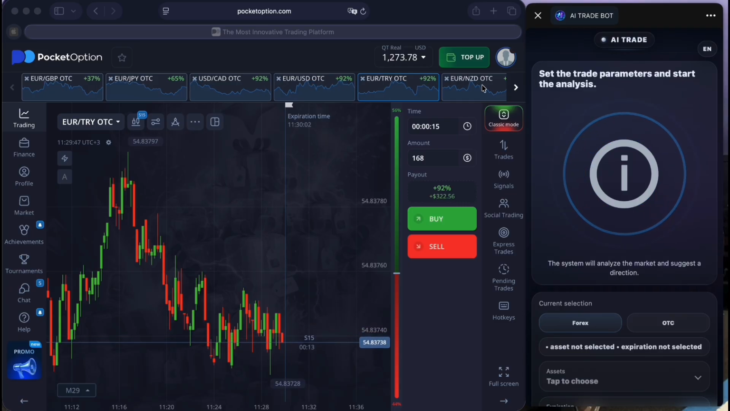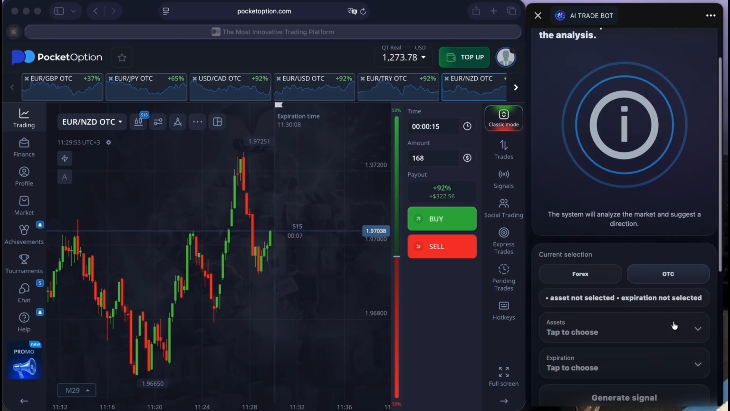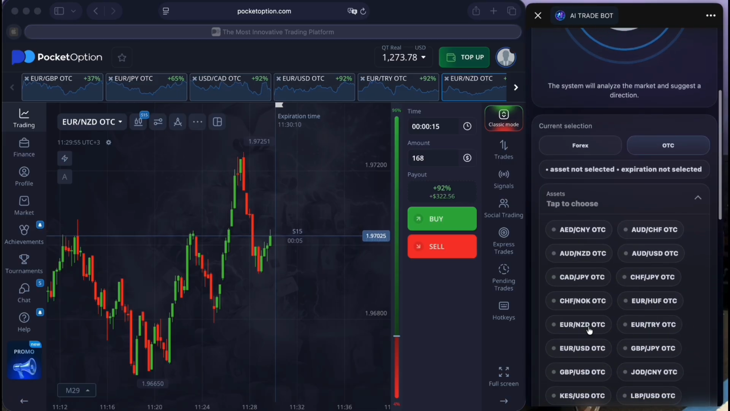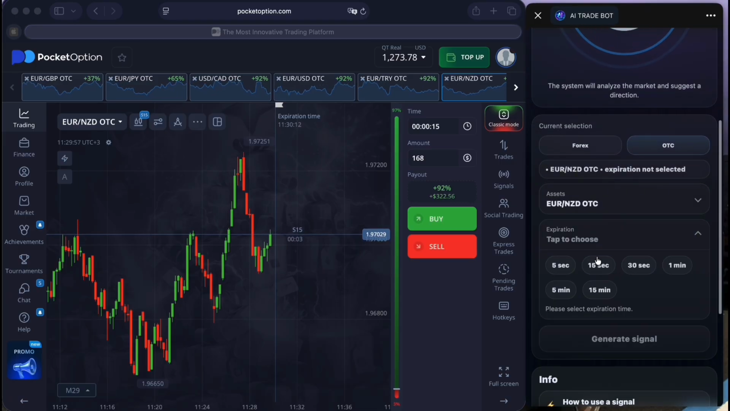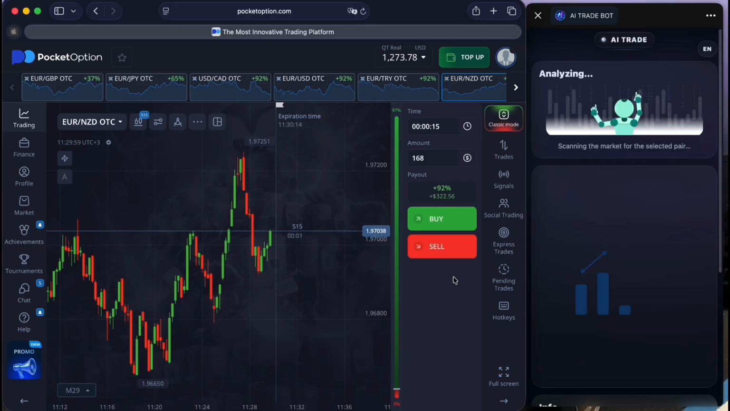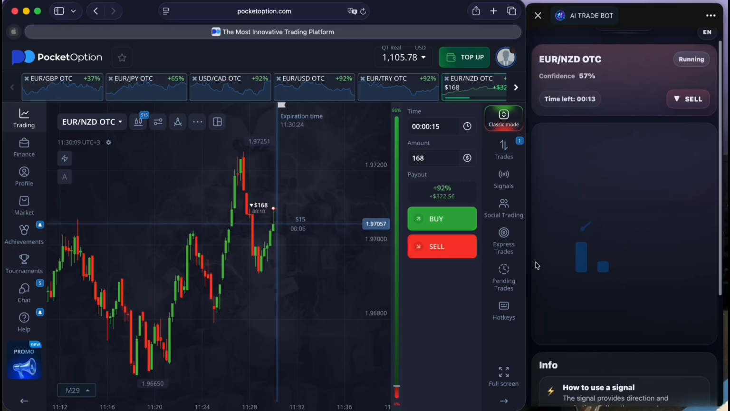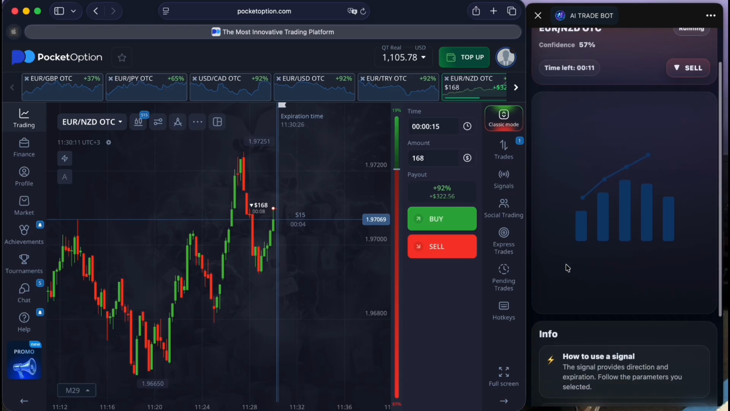I'm moving to my chosen assets, namely the euro, the New Zealand dollar. Previously, we also traded on this asset. Let's re-request our next entry point here. Euro, New Zealand dollar on our screens. The expiration time is also 15 seconds. We also have a sell signal, opening in the upper range to the downside.